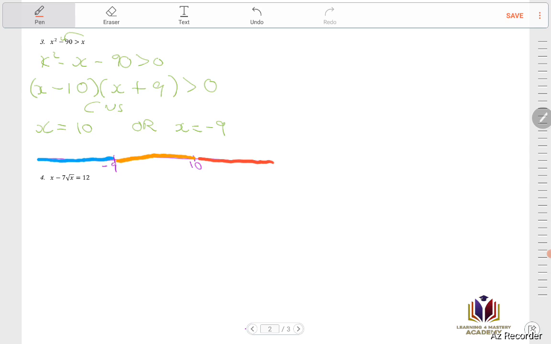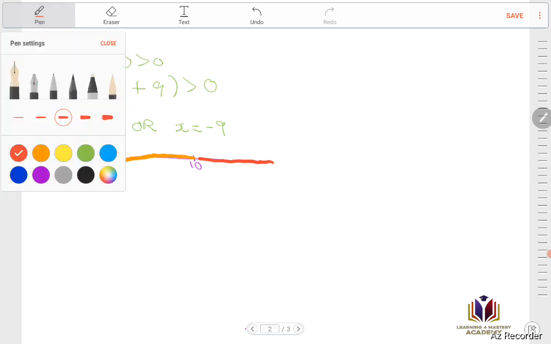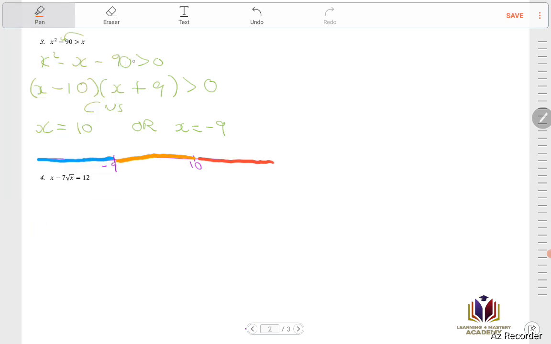So we need to figure out what is the operation for the blue section. How do you check that? It's simple. You go back to your equation, which would be this. Now you're going to pick any value that is less than negative 9, on the left of negative 9, and place it in place of x in x squared minus x minus 90. Why do we do this? We do this to check that if we substitute a number less than -9, would the answer be a negative or a positive? That's what we are checking for.